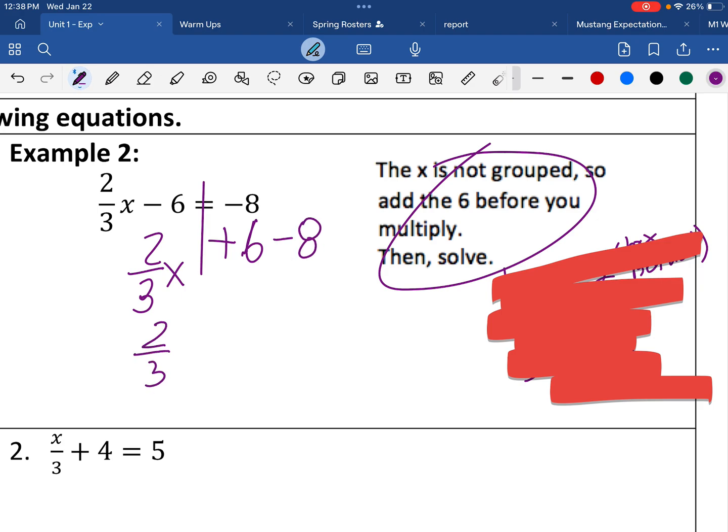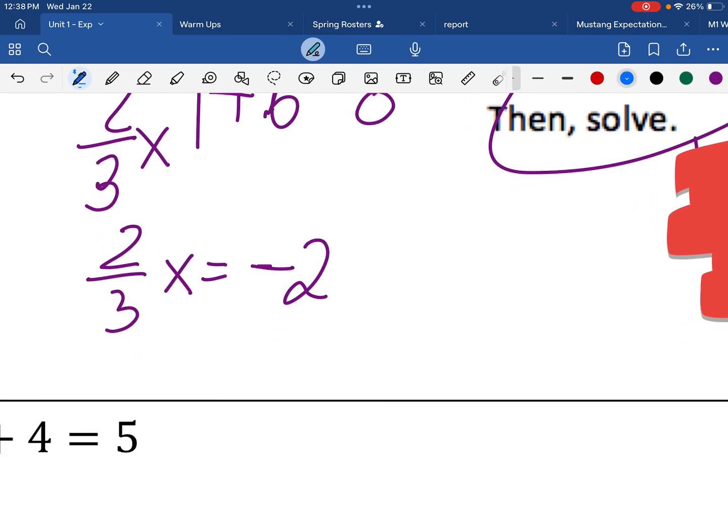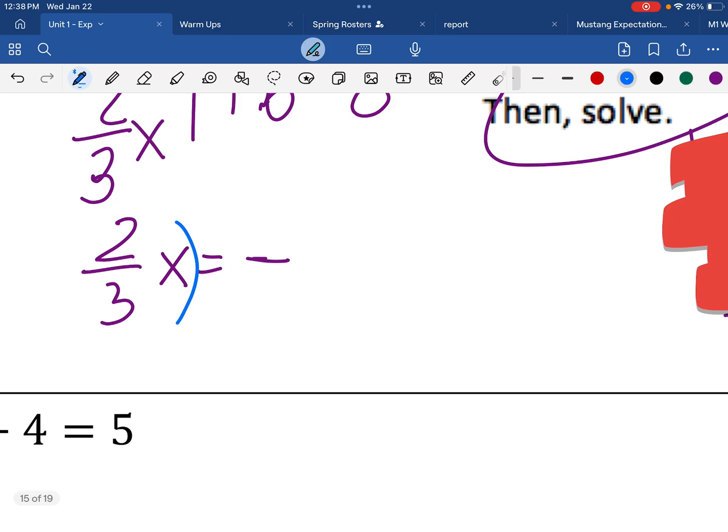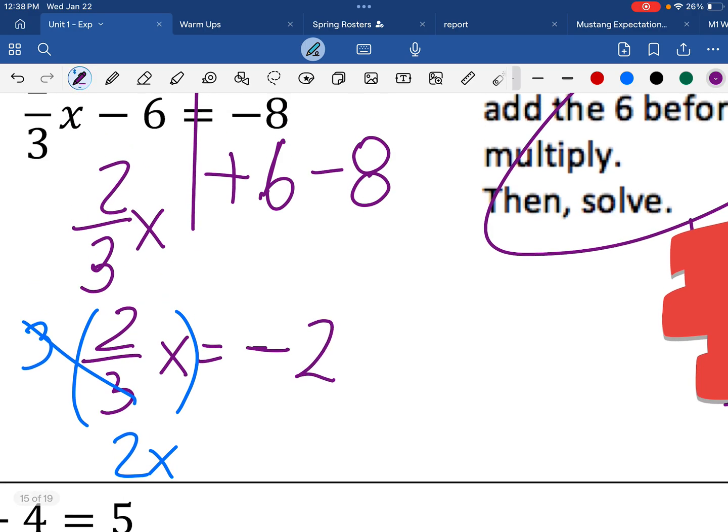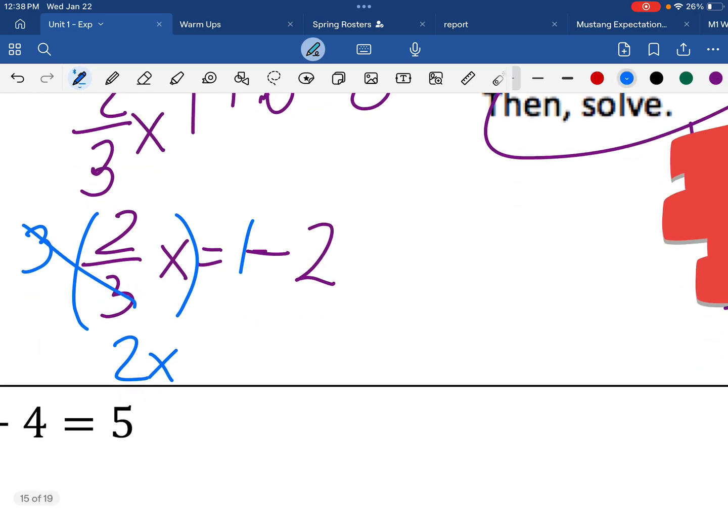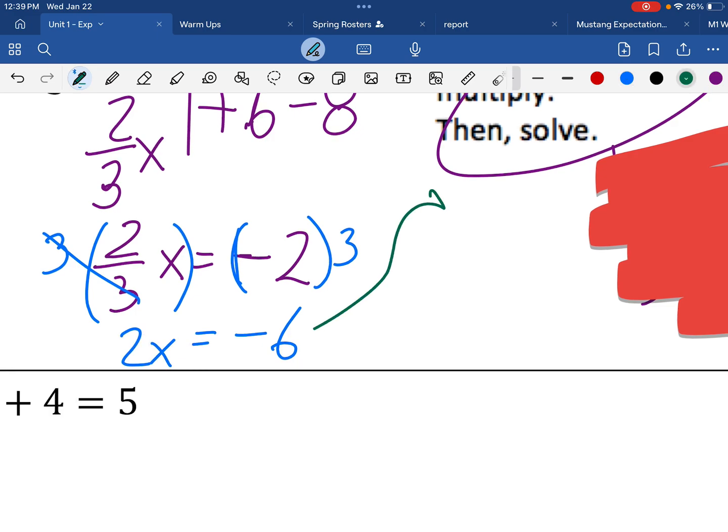So we have 2 over 3 x equals 6 minus 2 is negative 2. Okay, so now we have that fraction still. We are just going to multiply by what's on the bottom. So we have 2x equals, where did my 6 go? Or not 6, negative 2. We're going to multiply by the 3. So we get negative 6. Okay, I'm going to move up here so I have a little bit more room.